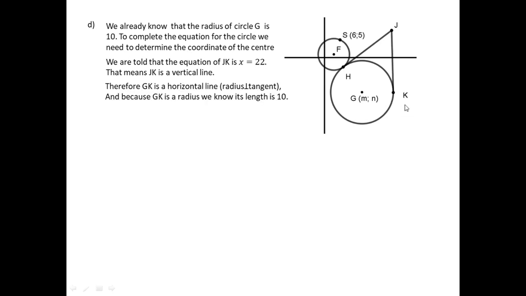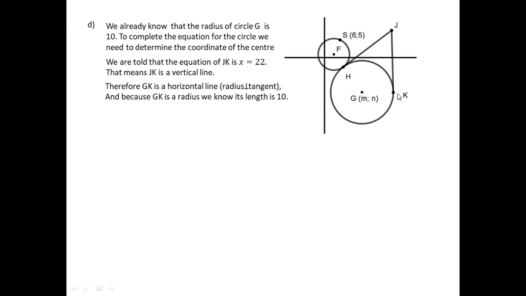So that means that GK, if this is a vertical line, and it's a tangent to the circle at K, and GK is a radius to that circle, GK and JK will be perpendicular. And if this is a vertical line, it means GK will be a horizontal line. We already know that GK must be 10 units long because the radius of the circle is 10. GH was 10, so that means GK is 10.